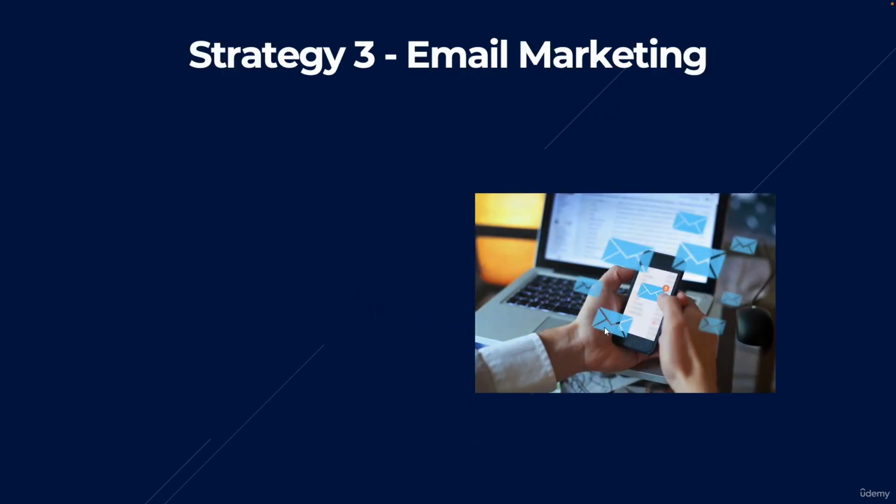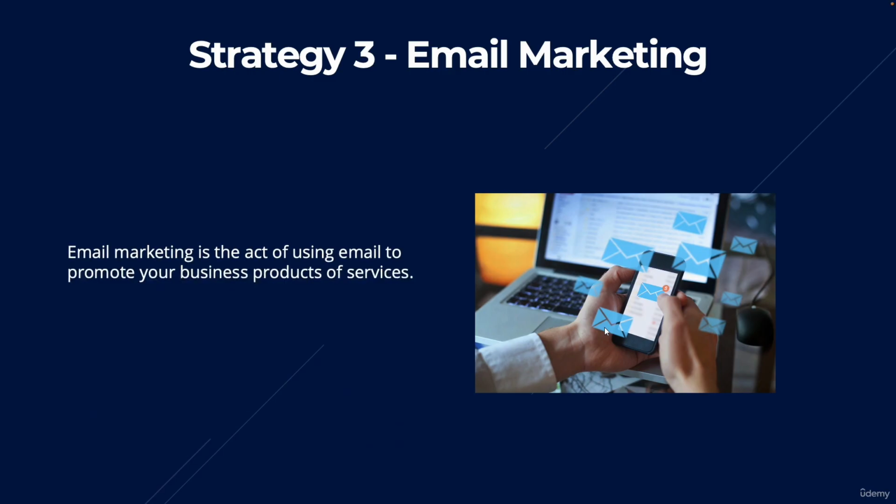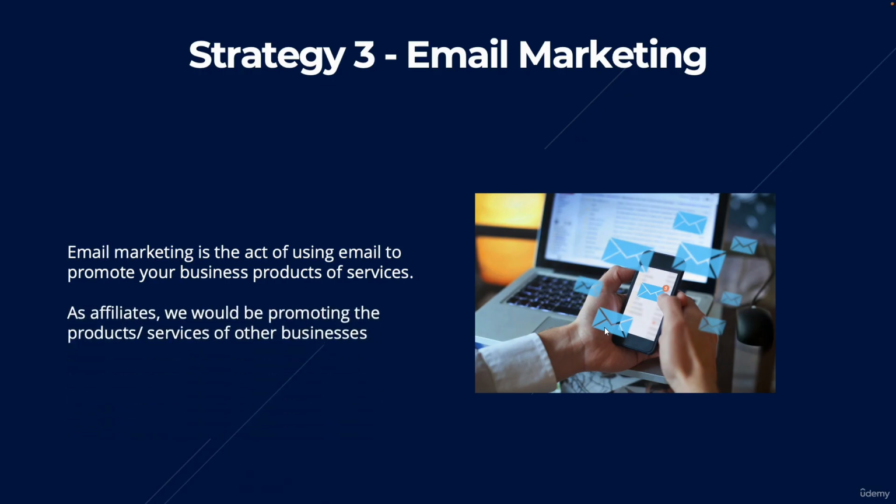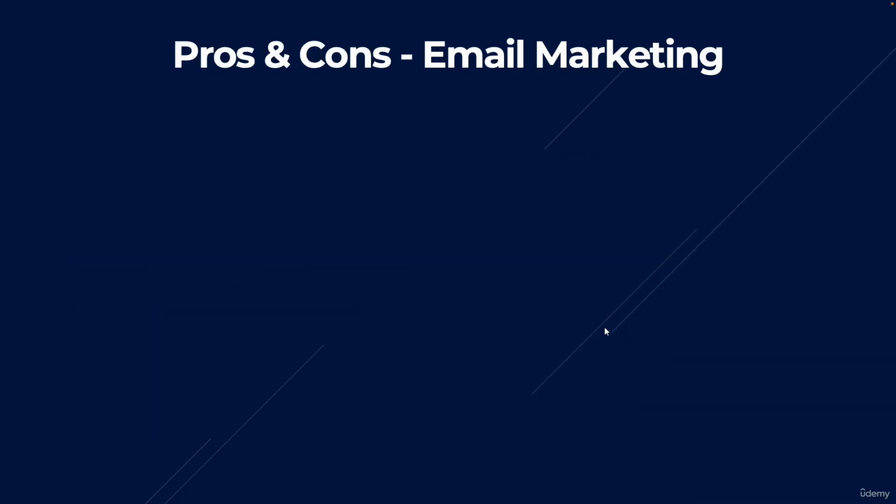Strategy number 3, email marketing. Email marketing is the act of using email to promote your business's products or services. As affiliates, we would be promoting the products or services of other businesses. So once again, following the same structure, let's run through the pros and the cons. Well, the biggest pro of email marketing is that you can pretty much get instant sales, right? If you already have a big email list, you can send out an email to your email list with an offer and people can buy it instantly.